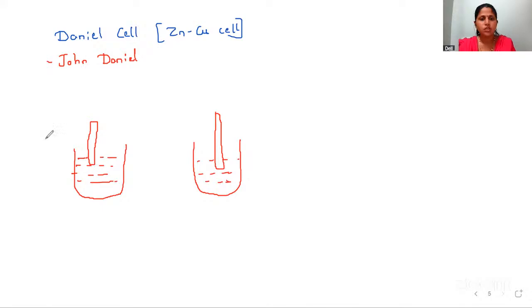So here I do the naming. This is my ZnSO4 solution, and this is the zinc rod, and this is the CuSO4 solution.